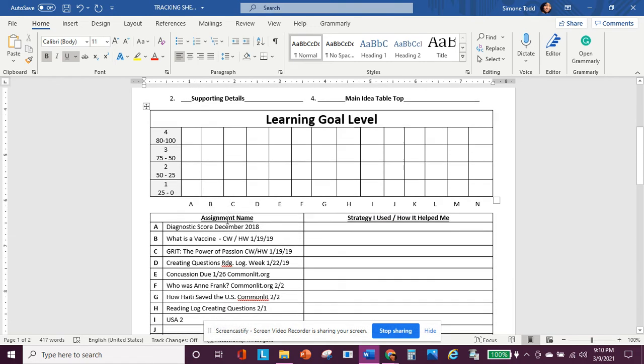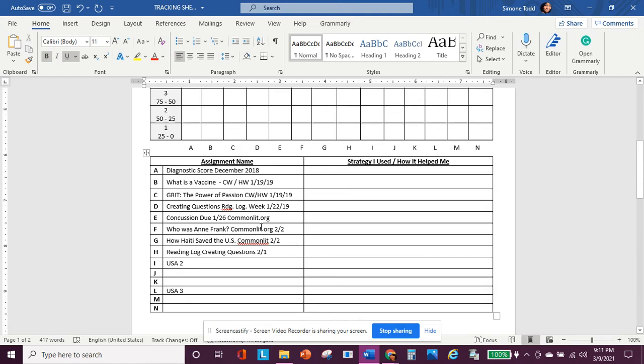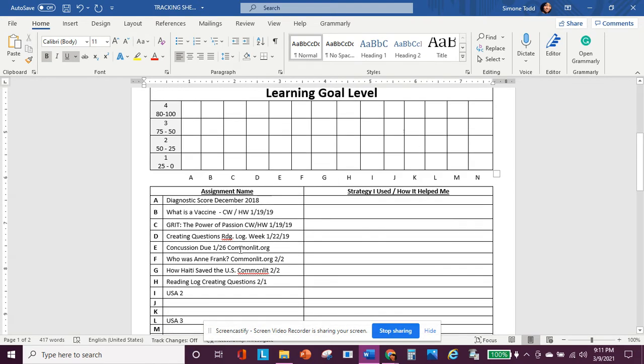So then down here, these are the list of assignments that we would have worked on for the quarter. Here is USA 2 and USA 3. Those are our mini assessments within the quarter that show me as a teacher how students are doing with this standard, with this learning goal, okay? Several questions, maybe anywhere between 15 to 25 questions that test the student's knowledge and understanding of central idea, okay?